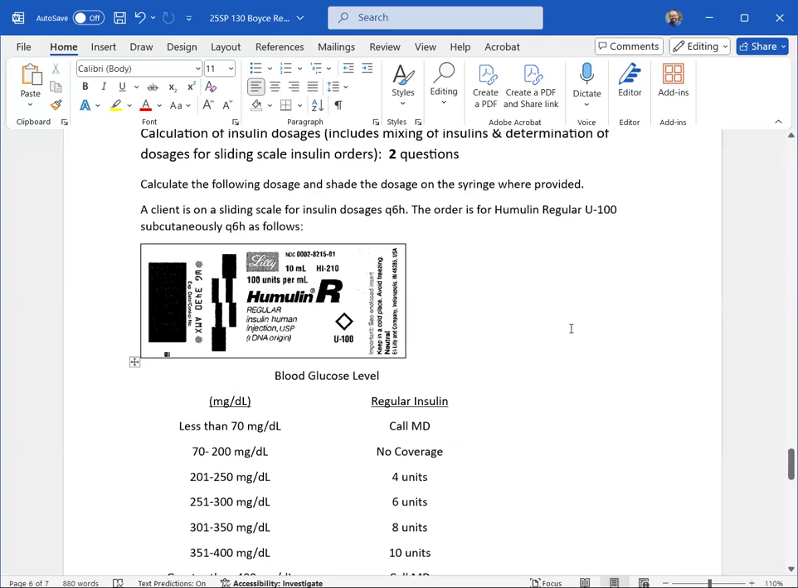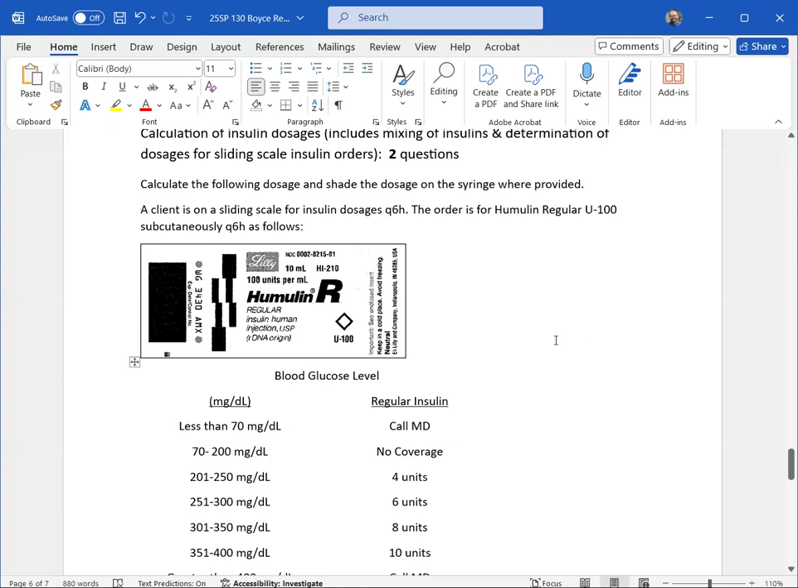So you're gonna have a couple of insulin type questions. Sometimes it's gonna be the sliding scale question. Sometimes you're adding two different insulins, and then can you add two things together? Okay. And then often they might also ask you to mark on a syringe for different things.